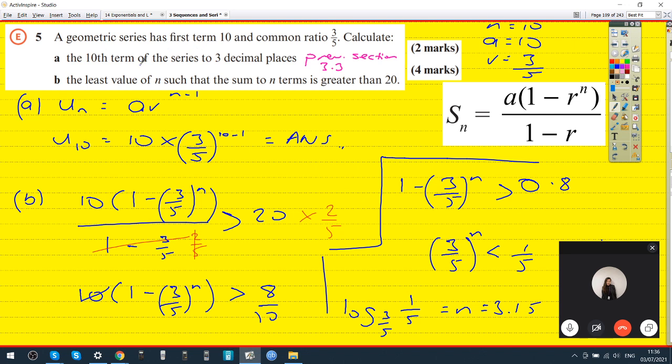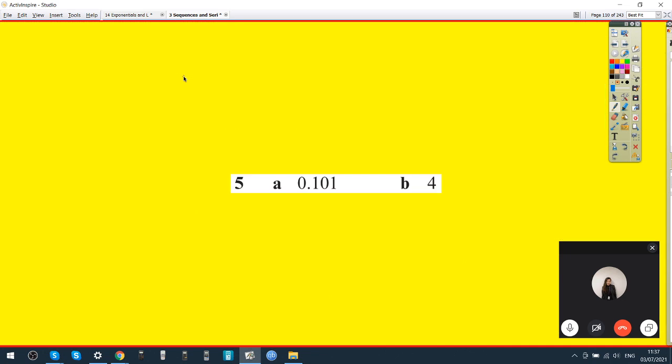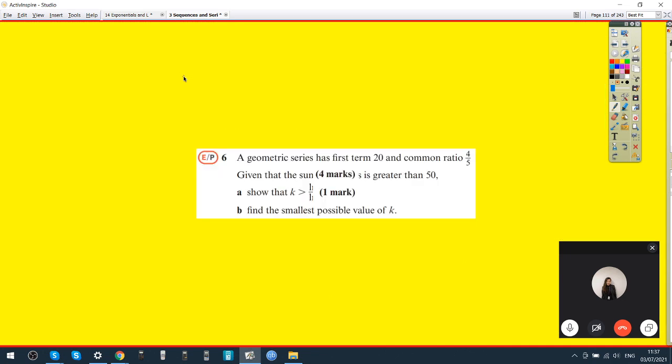This one, they mixed in the previous one. It's not the 10th term of the series. Oh, maybe I'm wrong. I am wrong. Series means what you get when you add them up, not sequence. So the 10th term of the series to 3 decimal places. No, we're right, it's a series. We just found the 10th term.